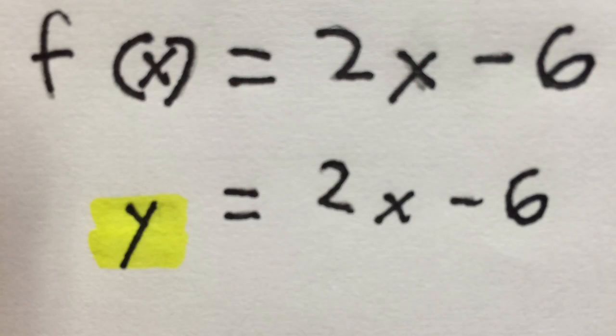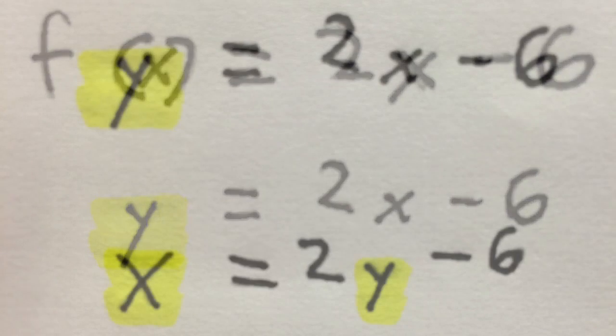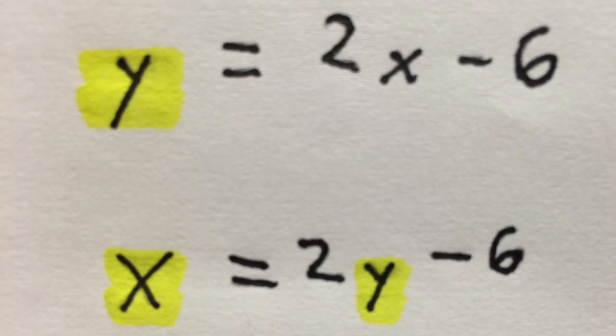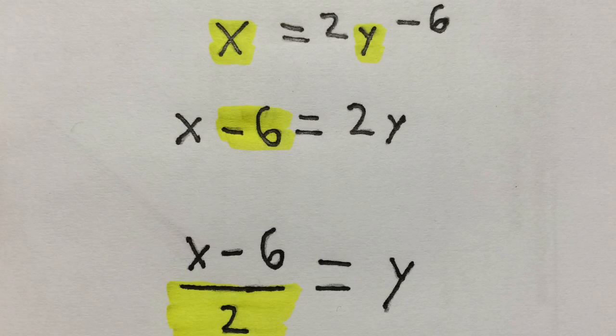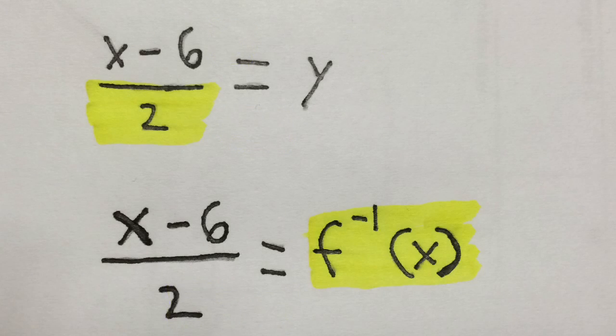The first step in finding an inverse is replacing the f of x with a y. The second step of finding the inverse is switching the x and the y. The third step is to solve algebraically for y. Here I subtracted 6 from both sides and then divided by 2 as highlighted. The final step of making an inverse equation is to replace the y with f inverse of x. This is shown with an f to the negative first power of x as highlighted.